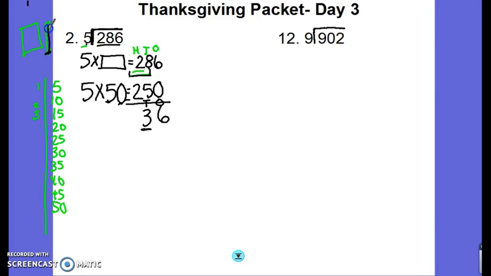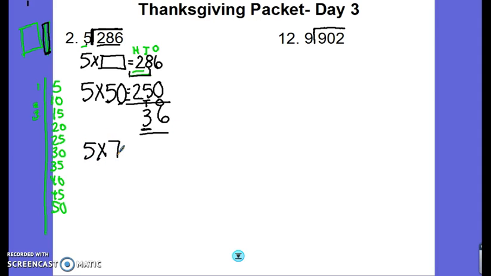Can I share 3 of these with 5 cones? No, that doesn't work out. So I look at the next largest place value. Can I share 36 ones with 5 cones? Well, sure I can. So I roll through my numbers. 5, 10, 15, 20, 25, 30, 35, 40, 45, 50. Oops, I went too far. 5, 10, 15, 20, 25, 30, 35. I have 7 fingers up, so 5 times 7.